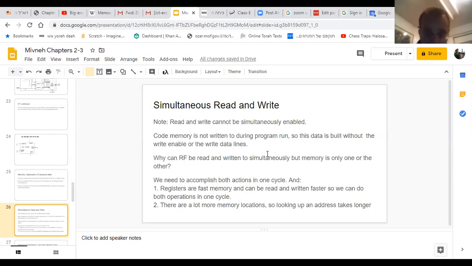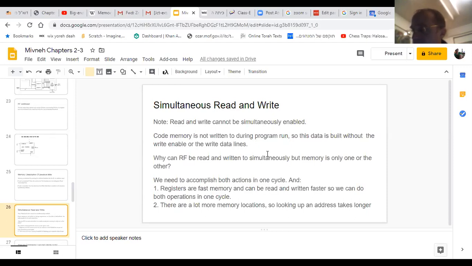Now, why can the register file be read and written to simultaneously, but memory is only one or the other? Well, the answer is we need to accomplish both actions in one cycle. There'll be times when we need to write and also read at the same moment in the registers, whereas we're not going to have that need with data. And secondly, registers are fast memory. They can be read and written to faster, so we can do both operations in one cycle.